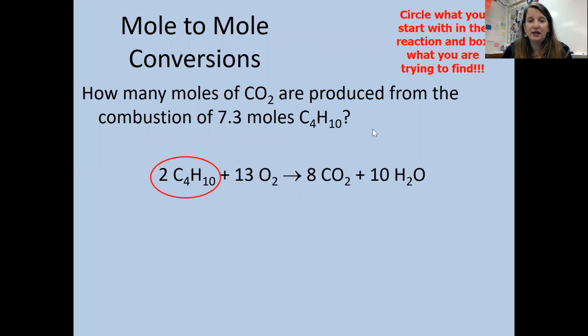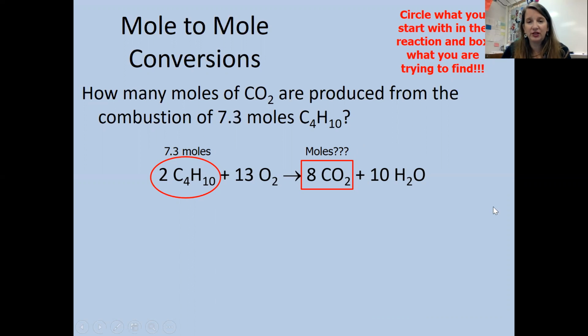So you would have to write your balanced chemical reaction, which is 2 moles of C4H10 reacts with 13 moles of O2 to produce 8 moles of CO2 and 10 moles of H2O. Now, a good strategy is to circle what you're starting with and then box what you're trying to find. I like to write what we're starting with and trying to end up with above or below those circles and boxes, as a little reminder. We're starting with 7.3 moles over here, and trying to find how many moles of CO2 over here.